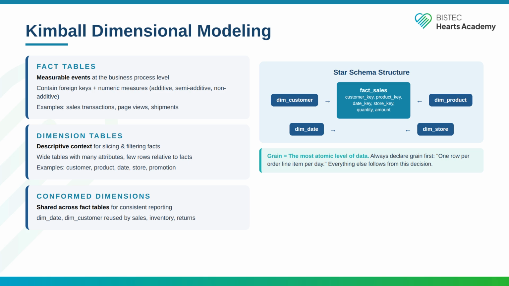The single most important concept here is grain. Always declare grain first. One row per order line item. Every design decision flows from that declaration. If you get the grain wrong, everything downstream breaks.